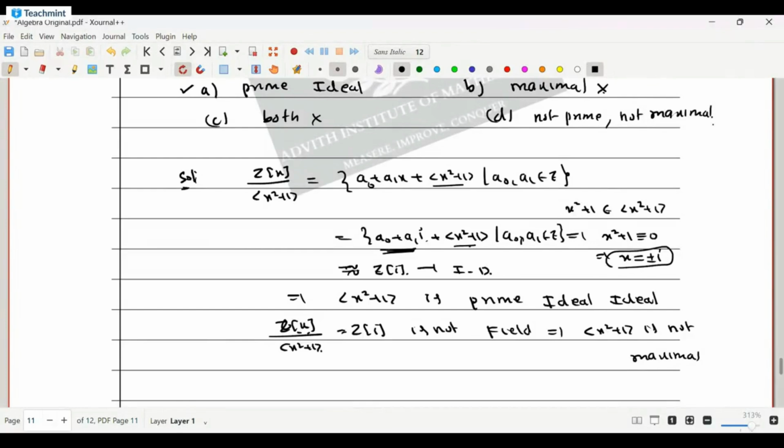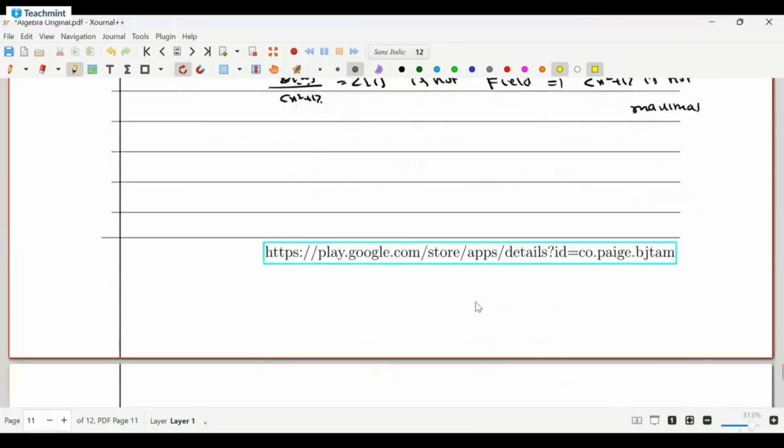Which is a prime ideal. Sir, only positive in this case, sir. Negative in this case, let's say.